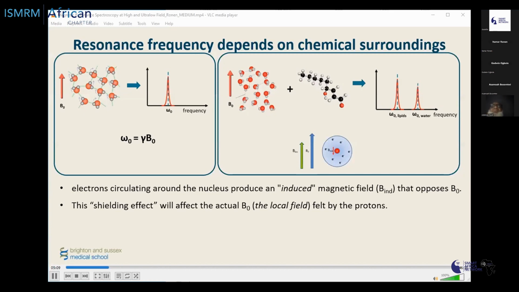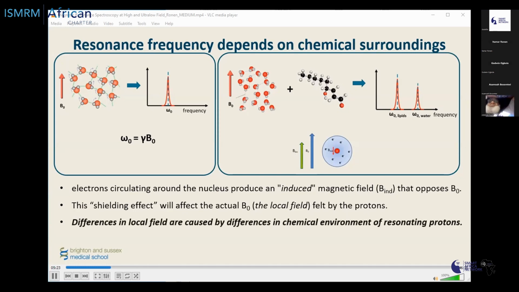So the local field that the protons in lipids feel is slightly lower than the external magnetic field that we apply, and this means that the resonance frequency that we obtain is slightly lower than, for example, what we get from water. What happens with water is that the oxygen that is bound to those protons attracts those electrons away from the protons, leaving the protons a little bit more exposed to the strong external magnetic field applied to them, and the local field that they feel is slightly higher than that which the protons in lipids feel.